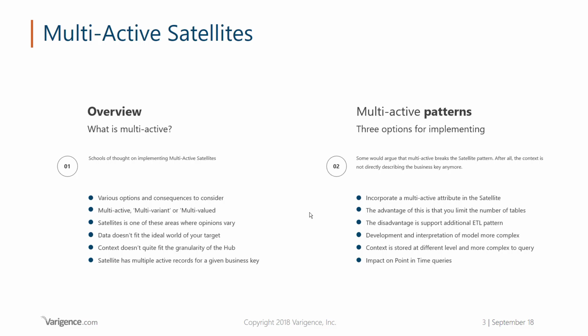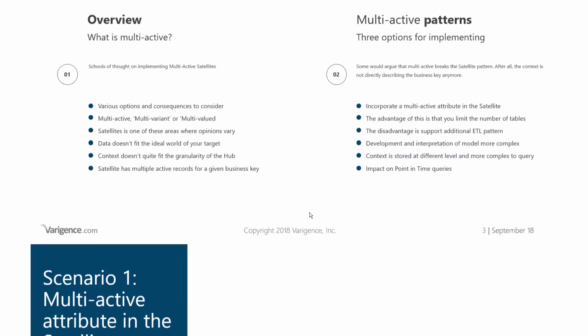The context is stored at a different level and is more complex to query. So just bear in mind that once you work with multi-active satellites, there is quite a lot of complexity in getting that data out again, and it does impact point-in-time queries. And in BimlFlex, if you have a multi-active satellite, you cannot actually put a point-in-time table over the top of it, because at any given point in time, you have multiple active records. So you just need to be aware of that fact and the impact of that on point-in-time queries.